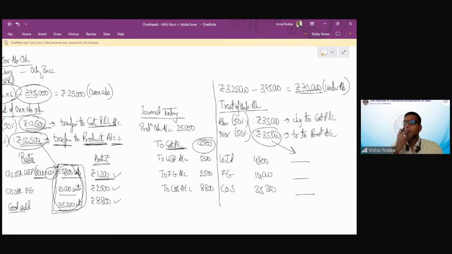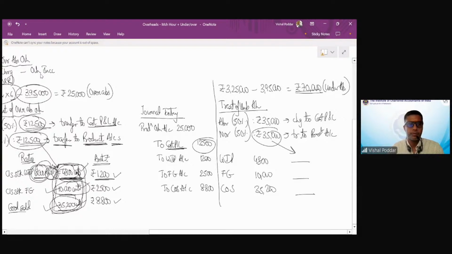Hello beta, tell me. Sir, I didn't understand how the ratio is distributed. Which ratio, beta? This figure is given in the sum. They have said that closing stock is 10,000 units, goods sold are 35,200, and for WIP they have said 8,000 units, but we all know WIP is semi-finished. So if 60% is worked, it comes to 4,800 finished goods. So WIP into the percentage is coming this. This is the ratio given in the sum, right?